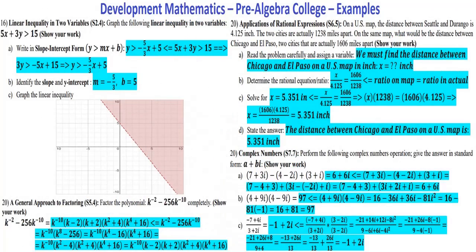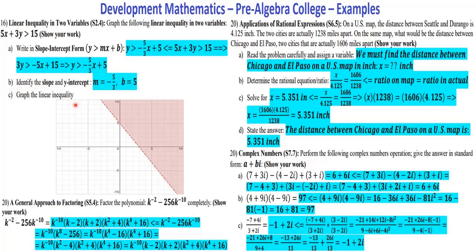And here I have development math examples, linear inequality. So again, if you have 5x plus 3y greater than 5, then put this in the slope intercept form, which is y greater than mx plus b. If you solve this, 3y is minus 5x plus 15, then y is minus 5 over 3x plus 5. So that's the intercept. Then the slope is minus 5 over 3, b is 5.